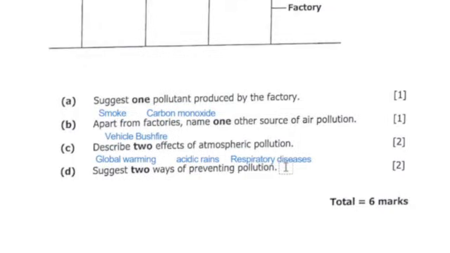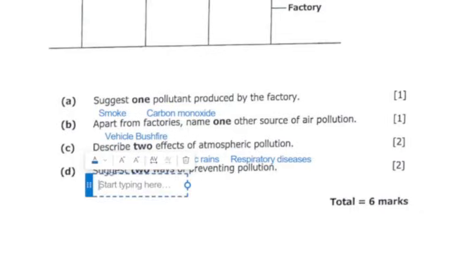Okay. State two ways of preventing pollution. So two ways of preventing pollution. Now here you should also note that they haven't specified the kind of pollution they want you to eradicate. So they have just generalized to say two ways of preventing pollution. So it doesn't matter if you talk about land pollution, you talk about water pollution, they have generalized the question, so you don't restrict yourself to air pollution.